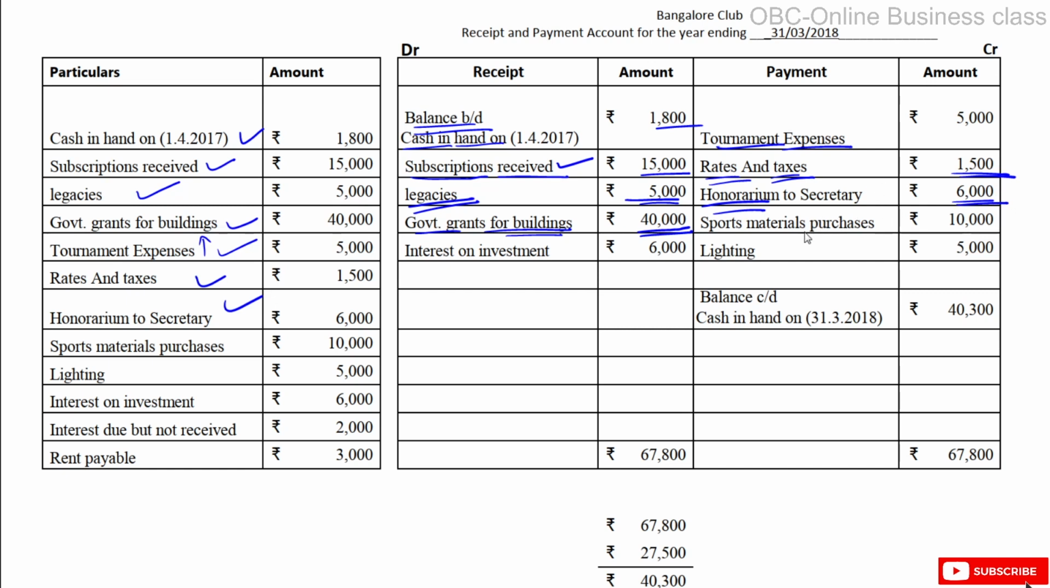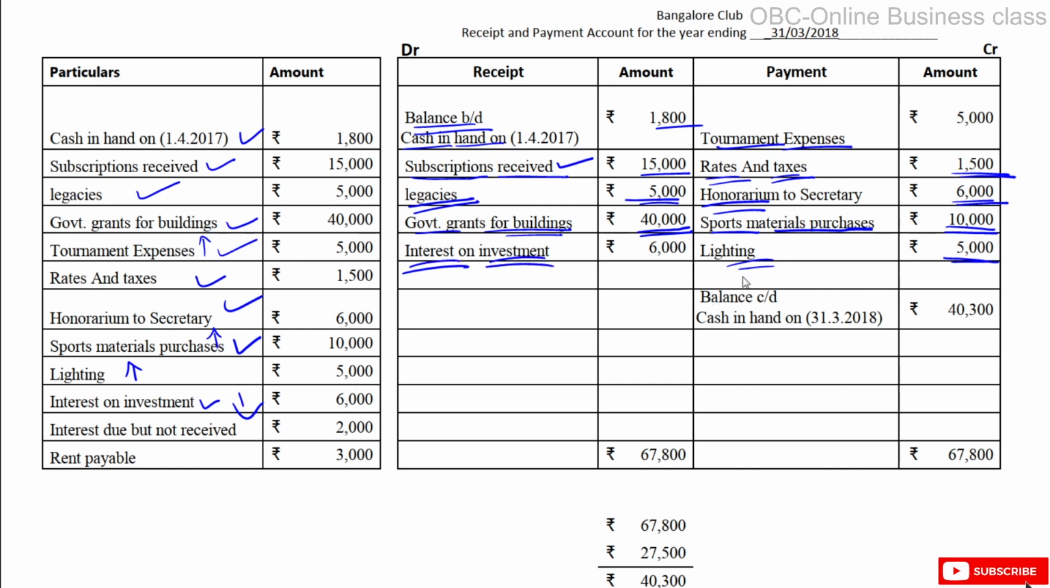So next is sports material purchase. You are just spending an amount on sports material here, so that will again be posted to the payment side, as sports material purchase 10,000 rupees. Next, lighting. Lighting expenses will be recorded again in the payment side, so that's an expense, 5,000 rupees. Next, interest on investment. That will be posted in the receipt side because you're getting interest for your investment, so interest on investment 6,000 rupees.